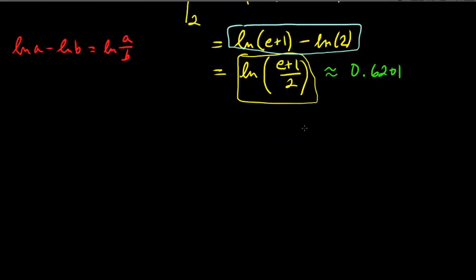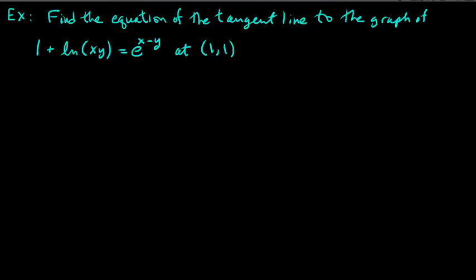Okay, so I guess we'll do another. Here's another example. We want to find the equation of the tangent line to the graph of this thing here, 1 plus log of xy equals e to the x minus y, at the point (1, 1). So at a specific point, the graph will be some, well, I have no idea what the graph looks like. That's not the point. But we have some equation of some graph here, and we have the point (1, 1).